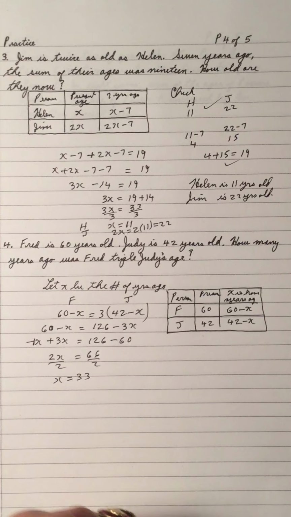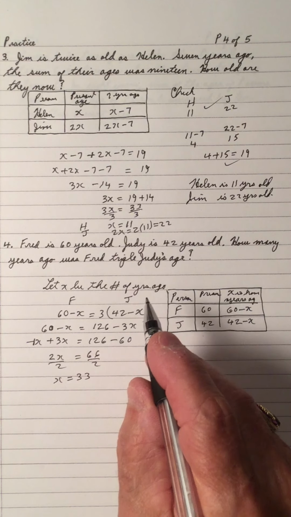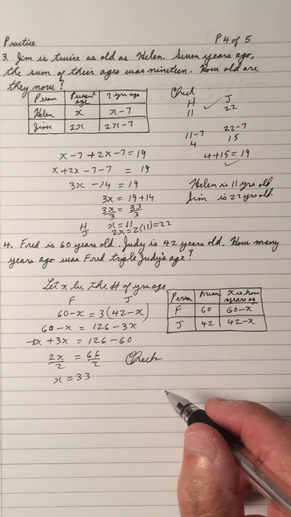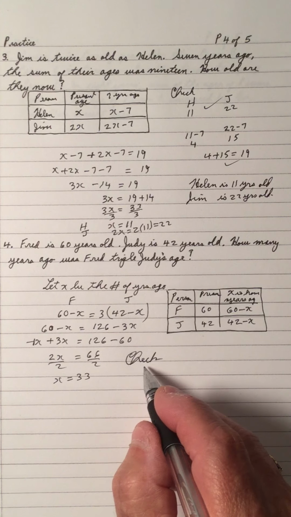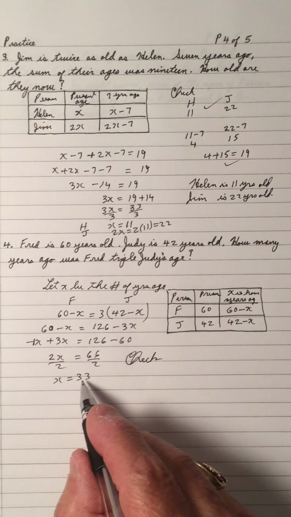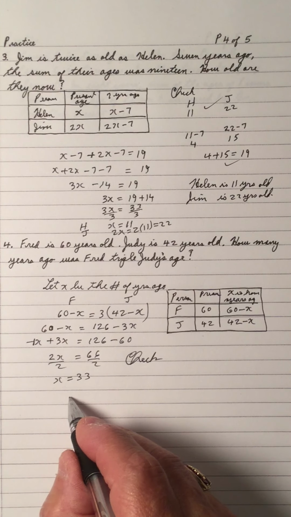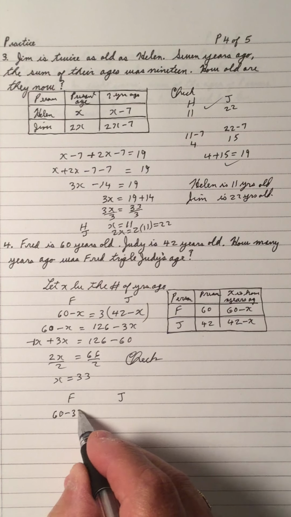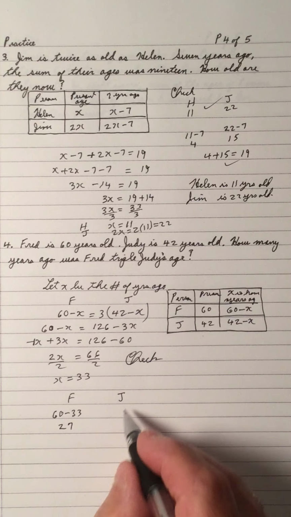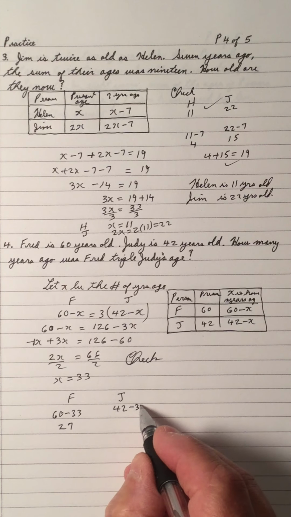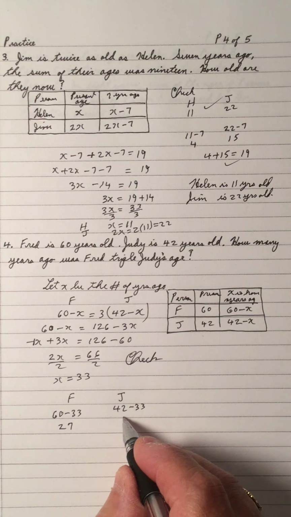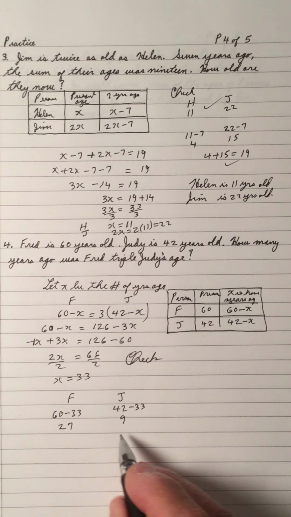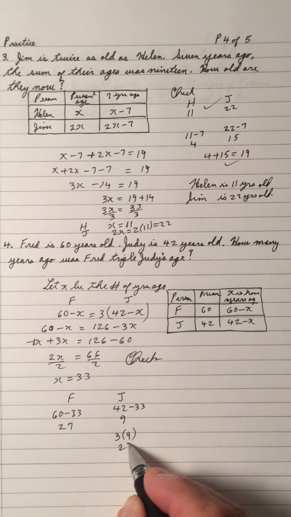And 33 is the number of years ago that Fred was triple Judy. So let's check. We only got one expression, which is X. Check it. 33 years ago. So let's look at Fred and Judy. Fred is 60. Take off 33, and that gives me 27. Judy is 42, so we take off the 33, and that gives us 9. And as you can see, 33 years ago, Fred is triple Judy.